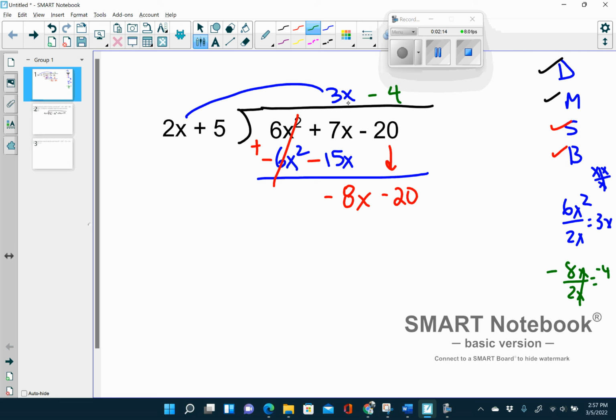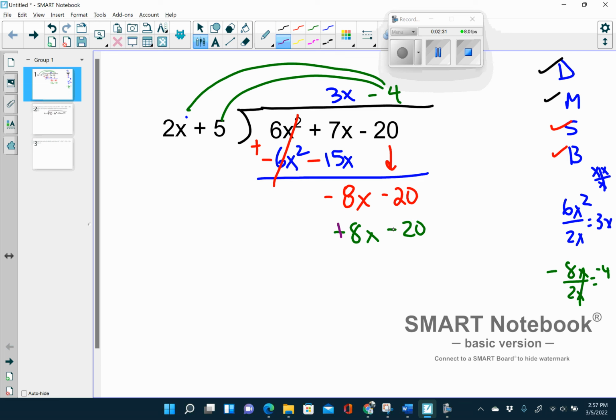And then you're going to do the same steps again, which is to multiply. So we're going to multiply this, multiply that. Negative 4 times 2x is negative 8x. Negative 4 times 5 is negative 20. Don't forget to flip those signs, right? So we're going to flip that sign, flip that sign. These cancel out, remainder is 0. So 3x minus 4 is your answer.